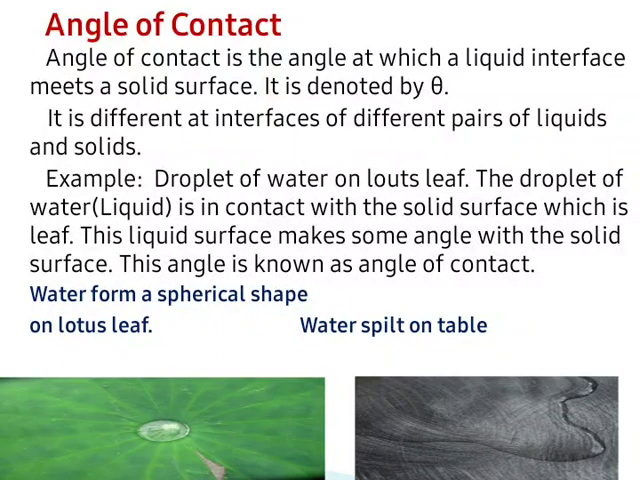The value of theta determines whether a liquid will spread on the surface of a solid or form droplets on it. An example is a droplet of water on a lotus leaf as shown in the given figure. The droplet of water, which is liquid, is in contact with the solid surface, which is the leaf. This liquid surface makes some angle with the solid surface. This angle is known as angle of contact. The second figure shows water spilt on a table.